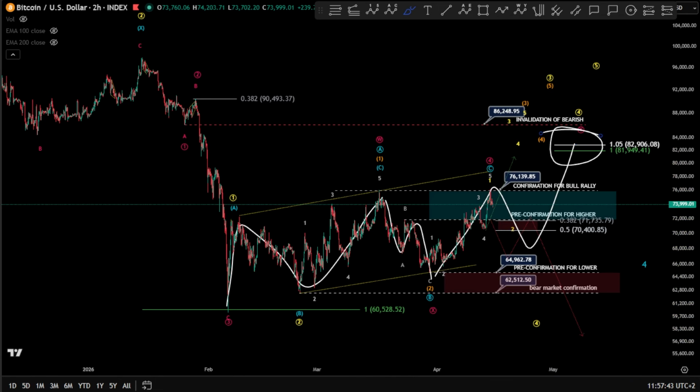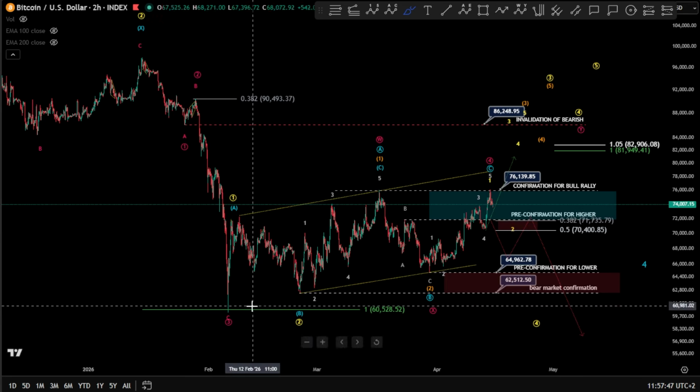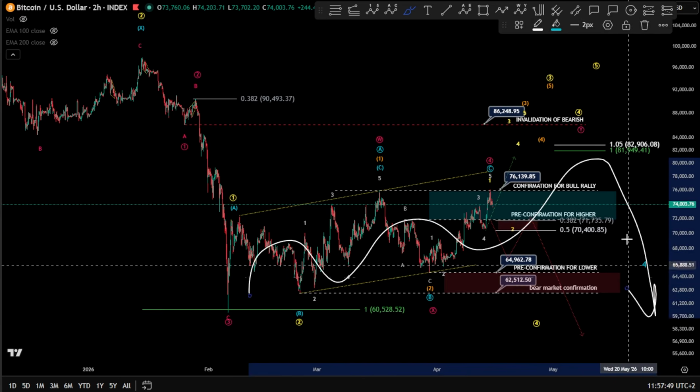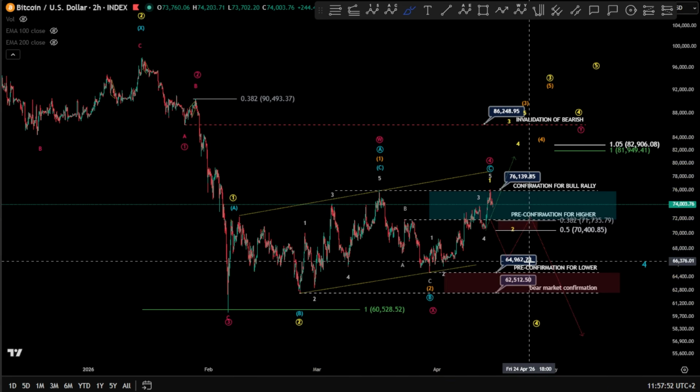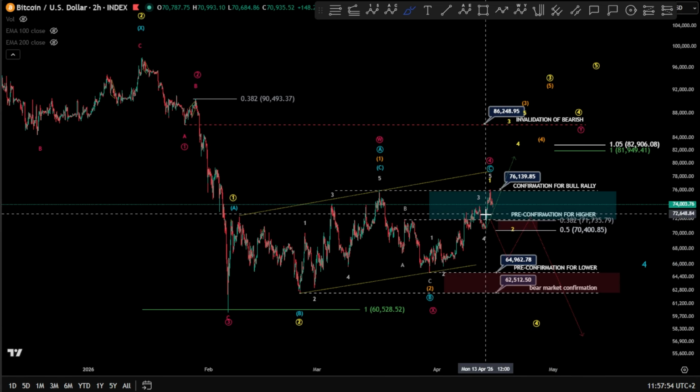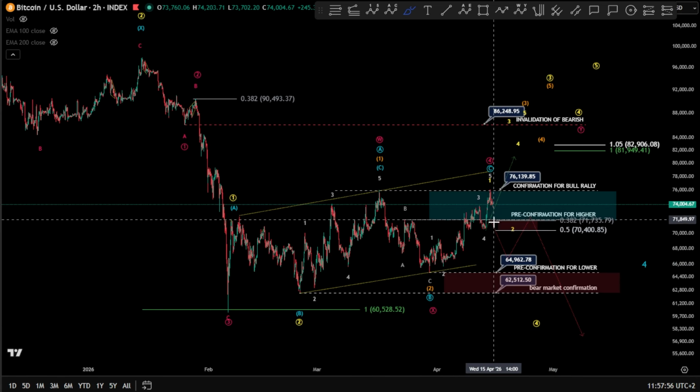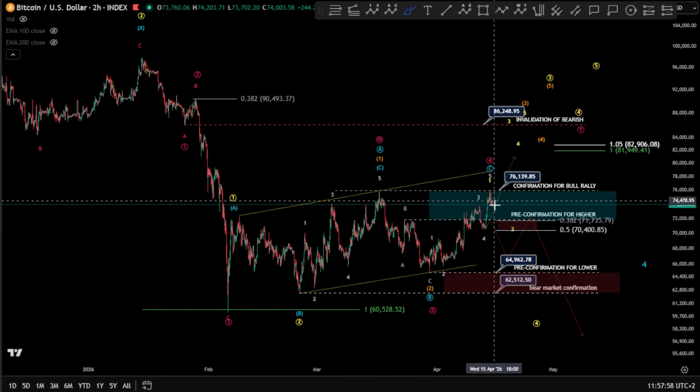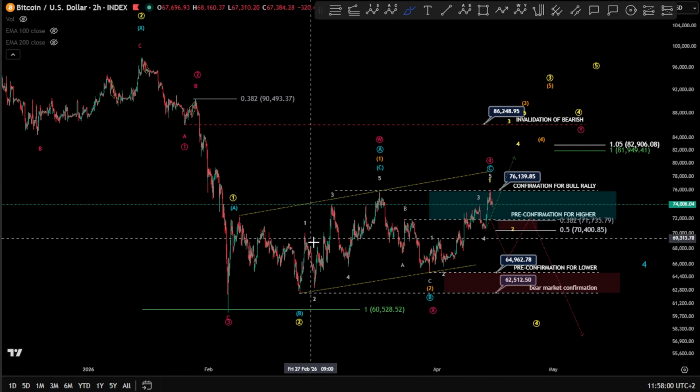of course, later on. So by all means, all the scenarios right now that we have, even the corrective one that might push for lower, are calling for 82K for Bitcoin, guys. This is a minimum target that you might expect in the next bull rally, I would say.